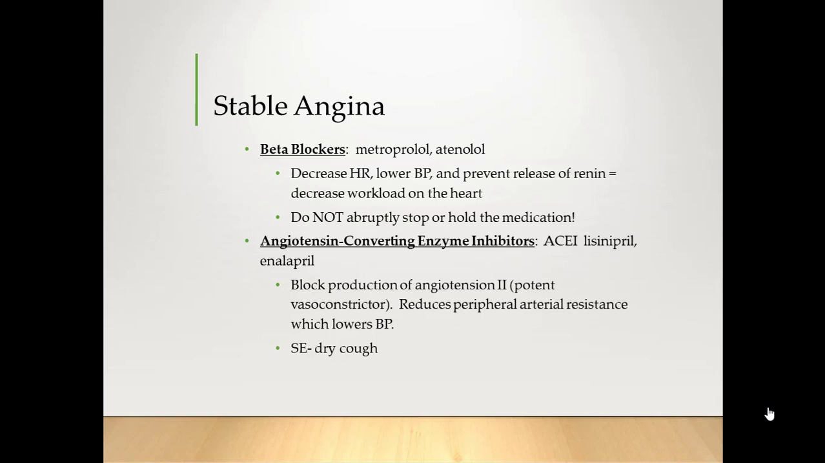Beta blockers, you're going to see things like metoprolol and atenolol, the OLols. What these are going to do is they're going to decrease the heart rate, they're going to lower the blood pressure, and they're overall going to decrease the workload on the heart, which overall decreases chest pain. With beta blockers, we need to be careful when we give it to people with like COPD and asthma, because they can actually cause bronchoconstriction.